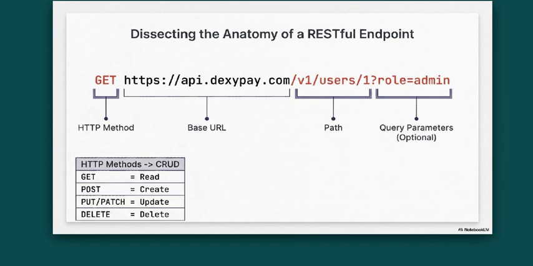They are the adjectives and adverbs of our sentence. So they do not change the core resource we are targeting, but they modify how we want the server to filter or format the response. In this case, we might be saying fetch user 1, but only return the data if they possess an admin role. Oh, I see. Query parameters are heavily used for things like search filters or paginating data, so you only receive 20 results at a time instead of a million.